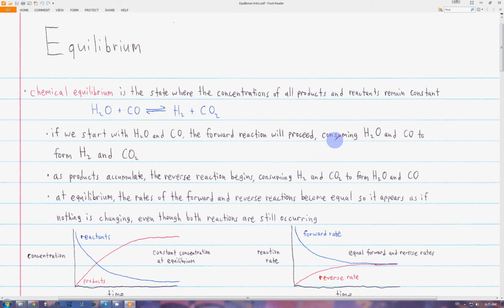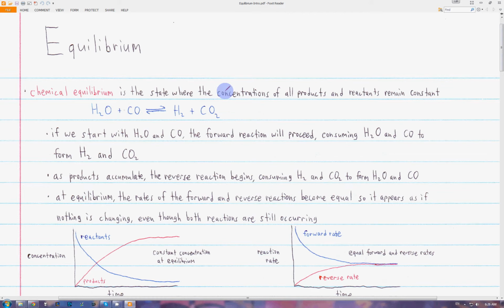In this video I'm going to go over the basics of equilibrium. So far in chemistry, when we have a reaction, we've always assumed that it only goes in one direction and it goes until completion. However, for a lot of reactions this is not the case. So say we have this reaction here with H2O and CO forming H2 and CO2.